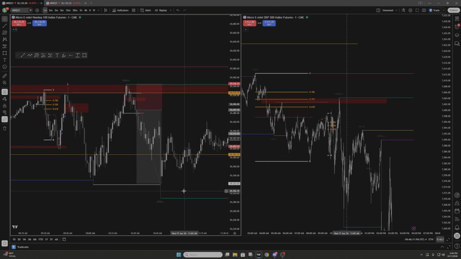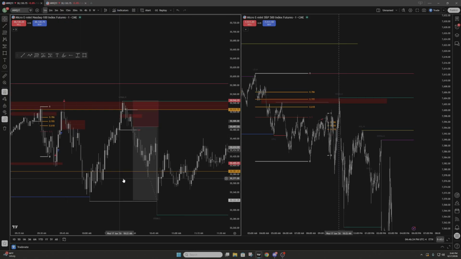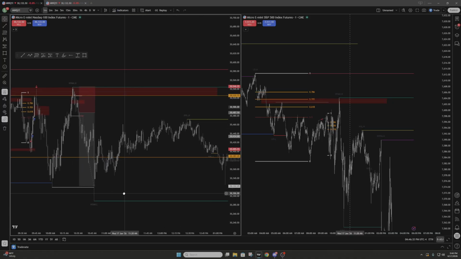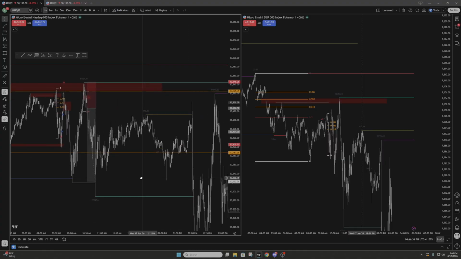So obviously, what ICT says and mentions is, if you're below equilibrium and you're in discount price, you need to sell. But if you're above in premium, there's no reason for you to sell, because you're just going to bounce back and hit equilibrium or one of the OTE levels, and from there we're going to see a reversal depending on if there are any PD arrays sticking out within those levels.